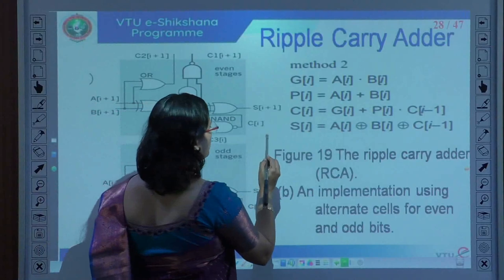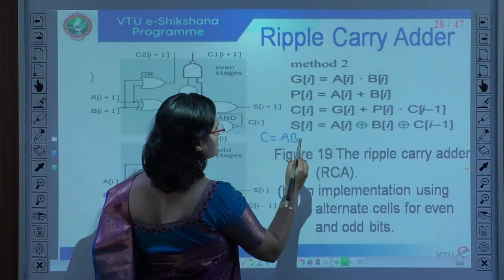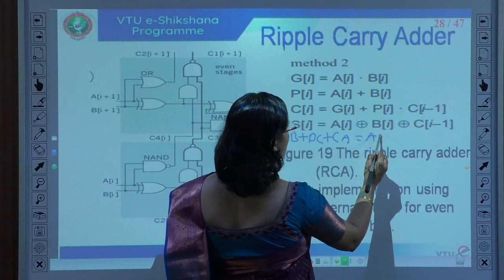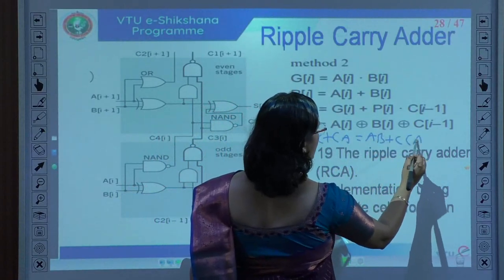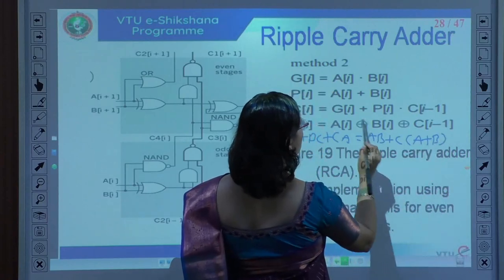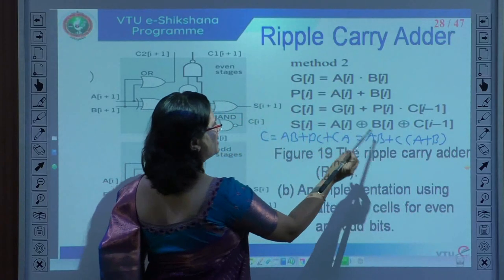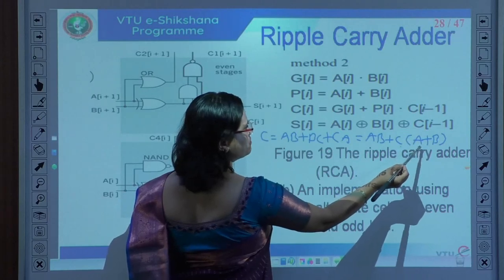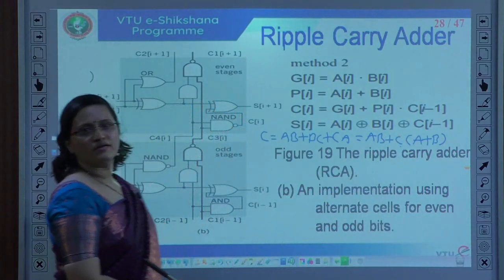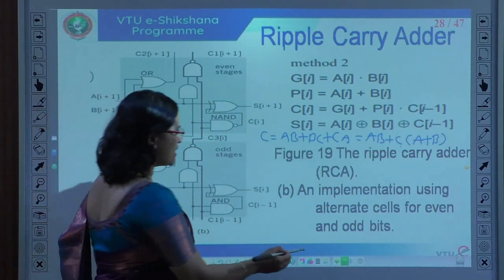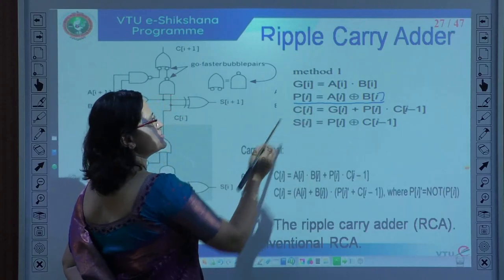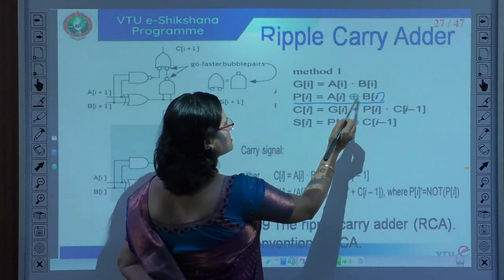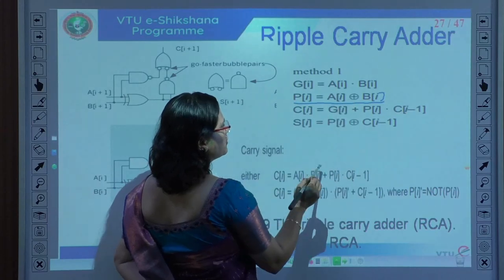In yesterday's class, I told you the carry is nothing but ab plus bc plus ca, right? If you take c as a common factor, it becomes ab plus c into (a plus b). If I consider this a plus b as pi, then my carry equation will be gi plus pi, that is a plus b, into ci minus 1. In the method 1, I am assuming pi as a xor bi, so finally I require only one xor gate, because we have already realized it over here.